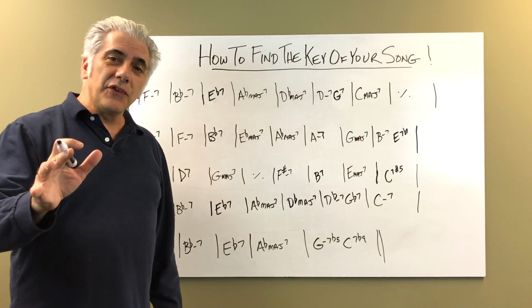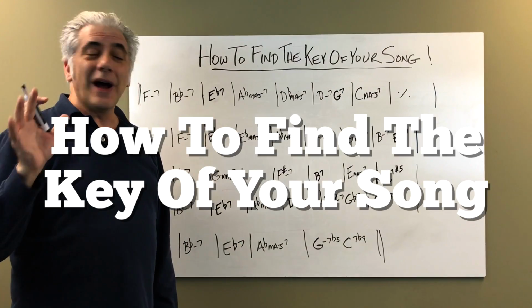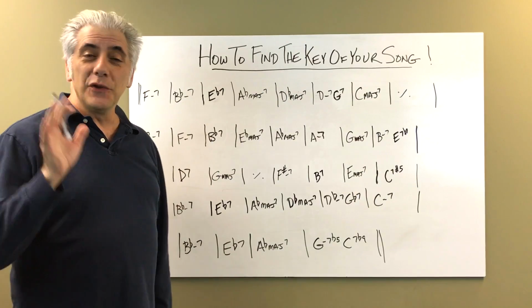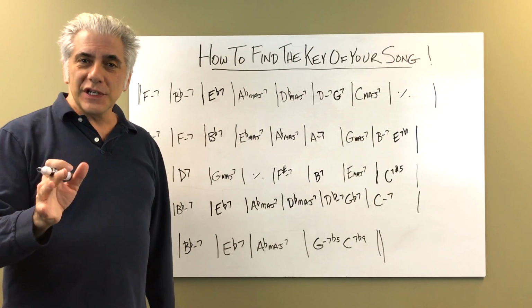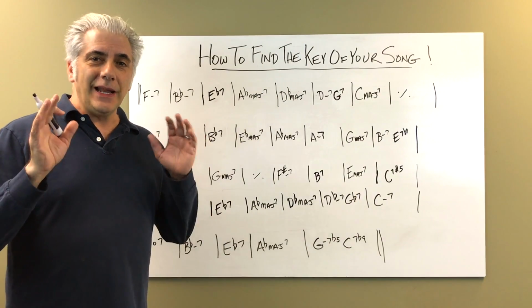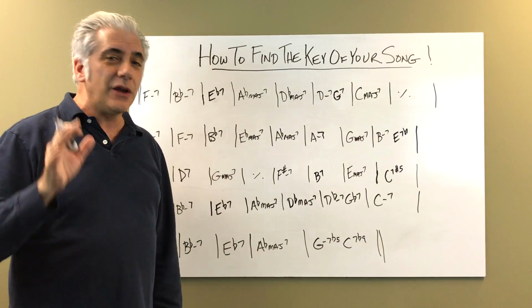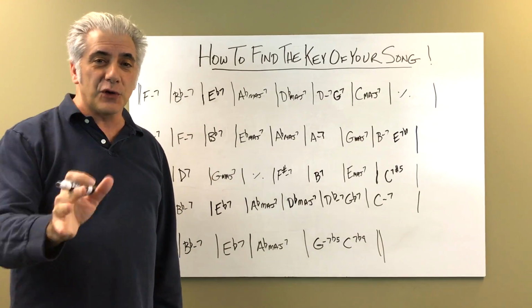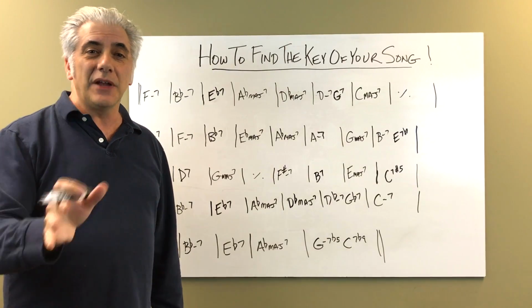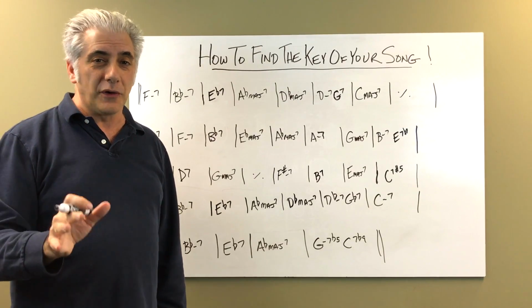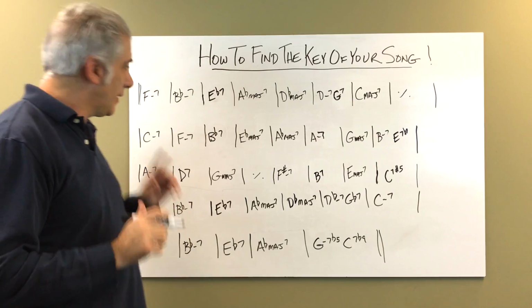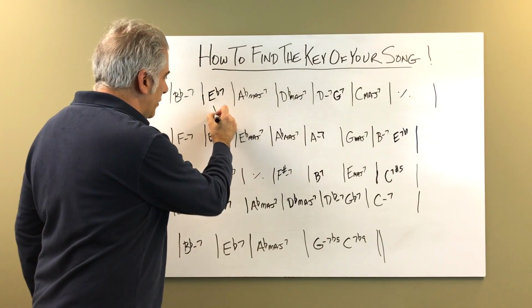In today's Everything Music, I'm going to show you how to find the key of your song. And we're going to do this really quickly. The first thing you have to know is that anytime you have a dominant seventh chord, it's either going to be the 5-7 in a key or it's going to be a secondary dominant. So the first thing you do is to quickly identify all the 5-7 chords. That means just all the straight dominant chords. I'm going to do it really fast. I'm going to put a 5-7 below each one of them.